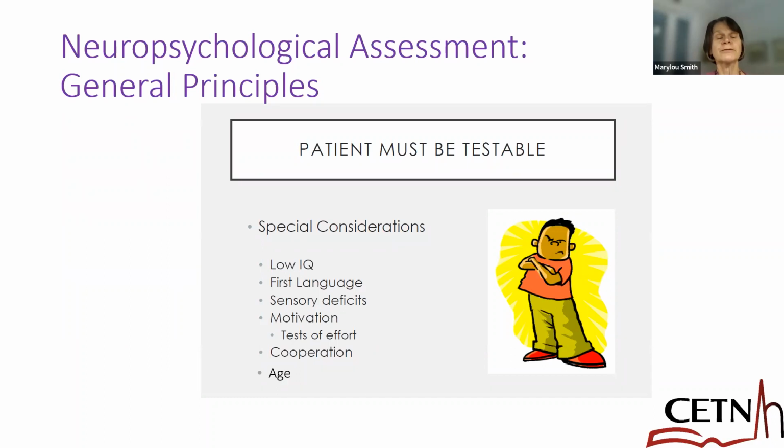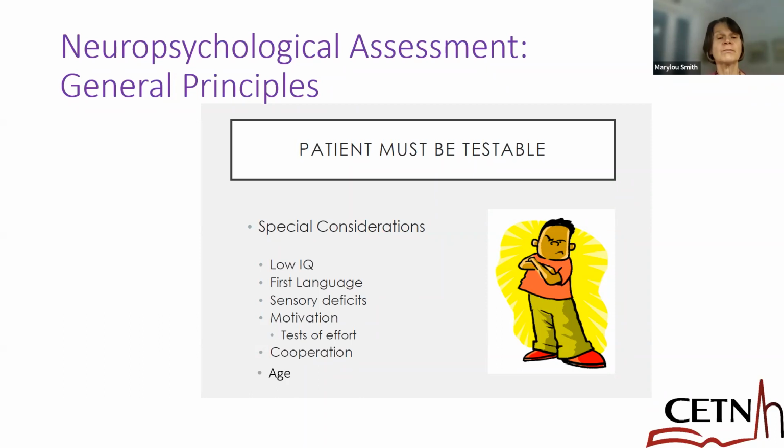So an important principle, the patient has to be testable. We are not miracle workers. We're great, but we're not miracle workers. So if a patient who is referred to us has very low IQ, then it is difficult to ascertain patterns of strength and weaknesses because the tests are not sensitive enough and are marked by floor effects.